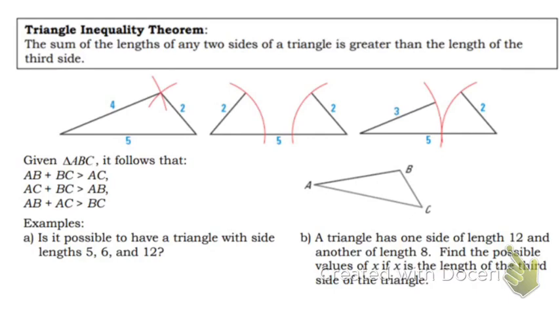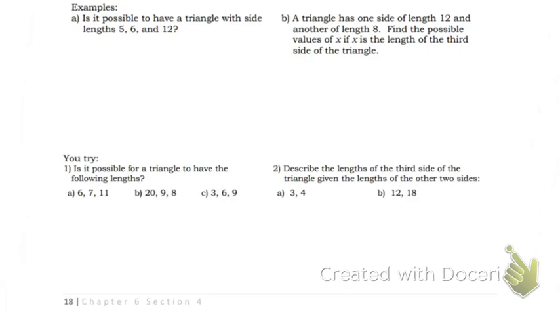So our first example says, is it possible to have a triangle with side lengths 5, 6, and 12? No, it's not. Correct. And let's go through the checks really quick. Your checks are going to fail immediately, but you should still do all three checks so you know what you're doing on any other triangle. I'm going to say, is 5 plus 6 greater than 12?